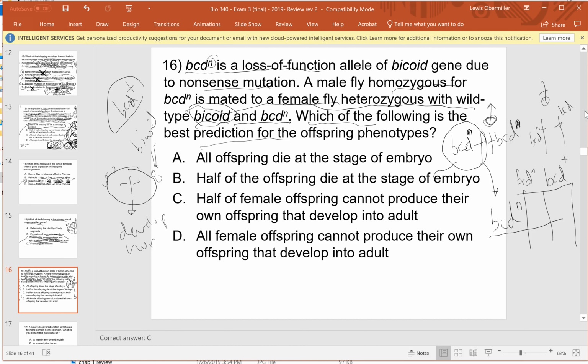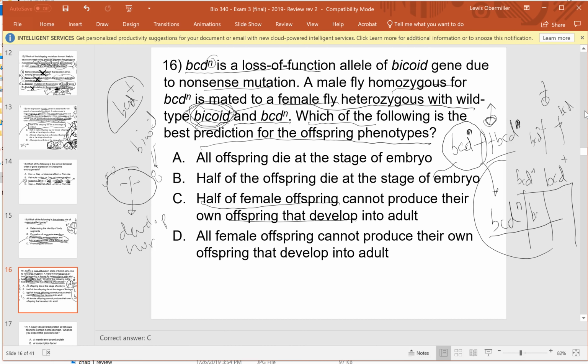What's the following best prediction for the offspring phenotypes? So we don't even have to do this cross. All we need to know is that mom has bicoid. And if she has bicoid, then all of her offspring would develop normally. Oh wait, we do need to do the cross because we need to know what her offspring's offspring would do. So all of her offspring would develop normally, because bicoid isn't contributed by males, it doesn't matter what the males are.